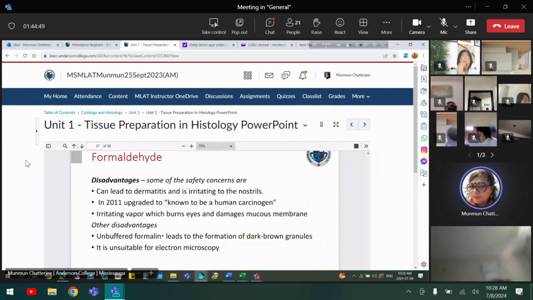But what are the disadvantages? Everything has an advantage, but there are disadvantages too. Some of the safety concerns are that it can lead to dermatitis and irritation of the nostrils. In 2021 it was upgraded to a known human carcinogen.